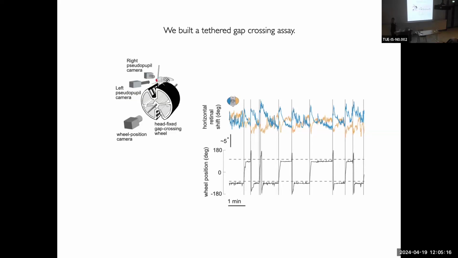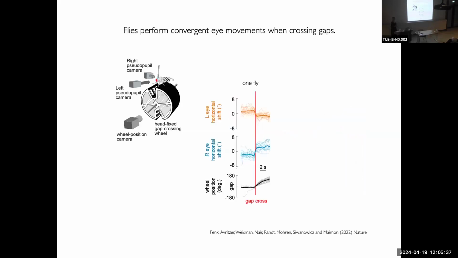And you see here the wheel position. So there's this wheel where we have gaps, and any gap crossing is indicated here by a vertical line. And up here you see the retinal positions, and perhaps you can see even just looking at this example trace that whenever the fly crosses a gap, there's a large eye movement happening. And this holds over this one fly and over the population of flies. And this is a convergent eye movement.